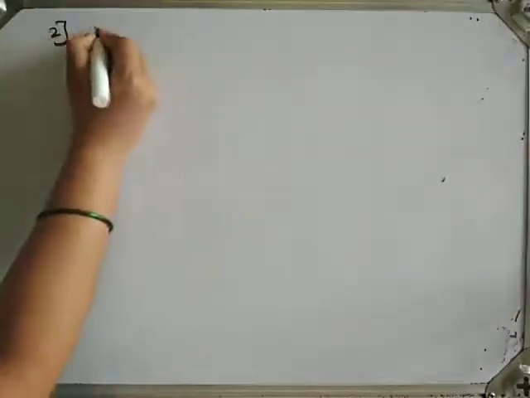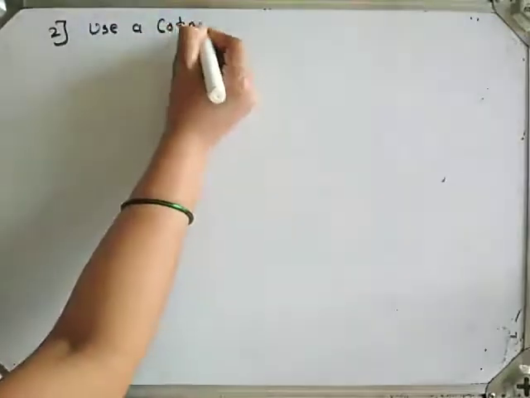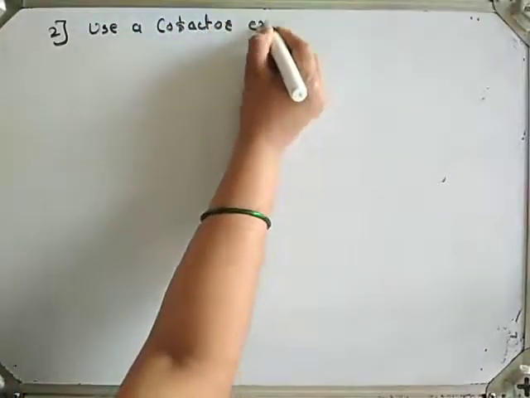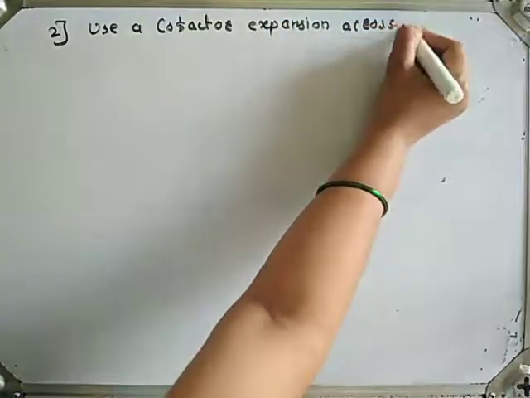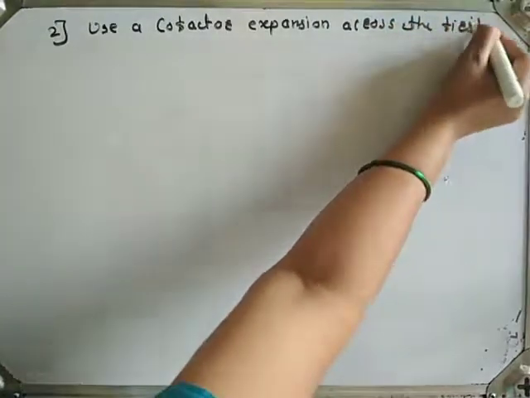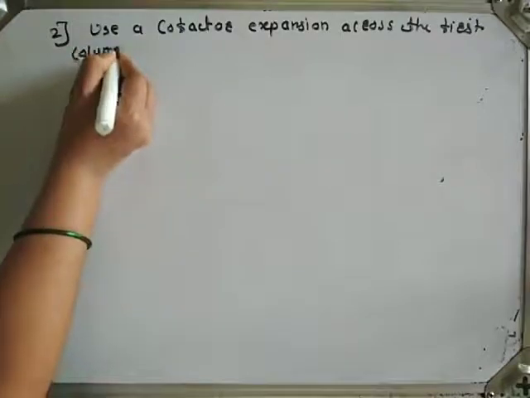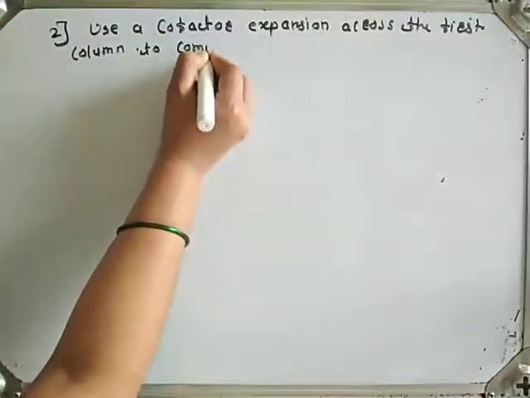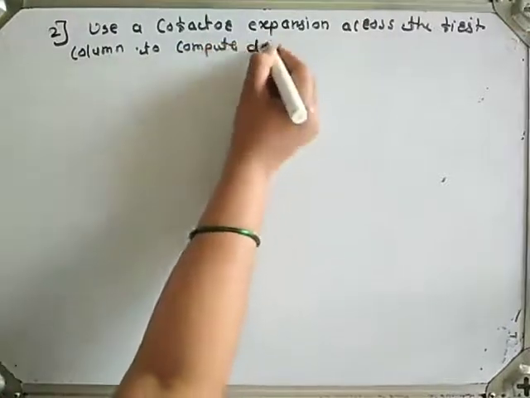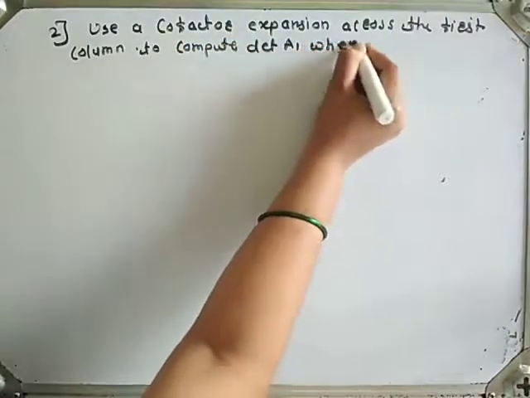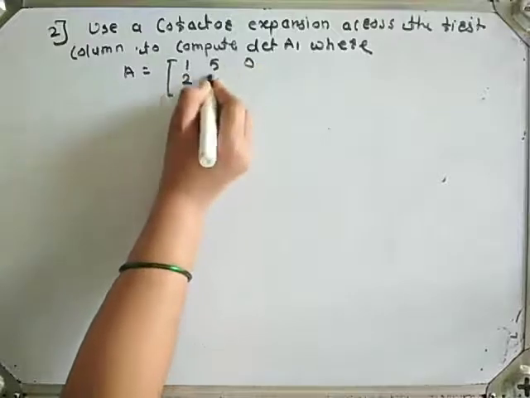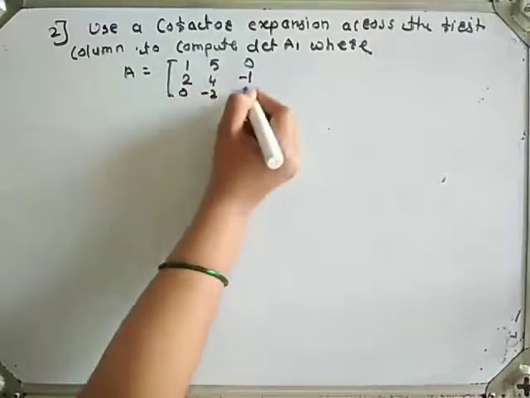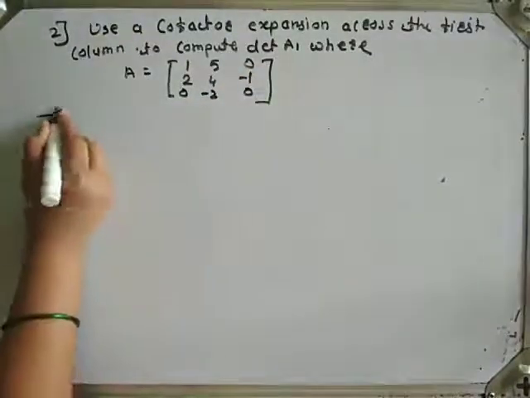Let us take the next example. Use a cofactor expansion across the first column to compute the determinant of A, where A is equal to the matrix [1 5 0; 2 4 -1; 0 -2 0]. Solution.